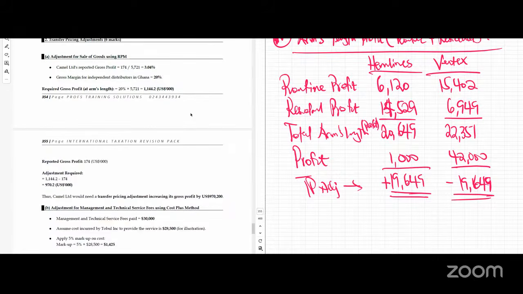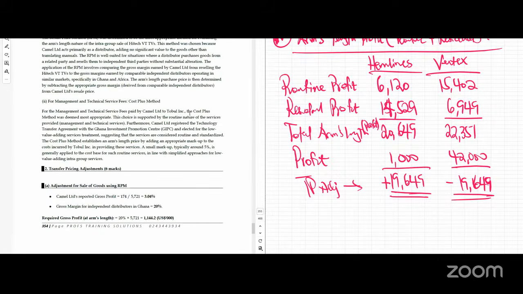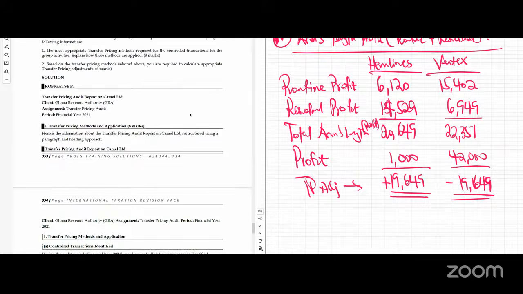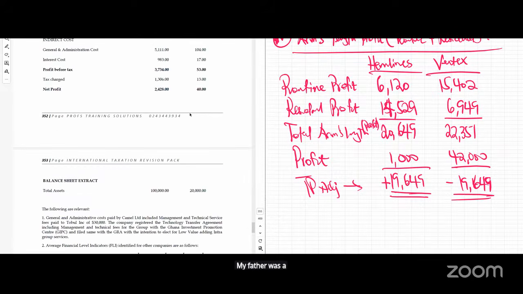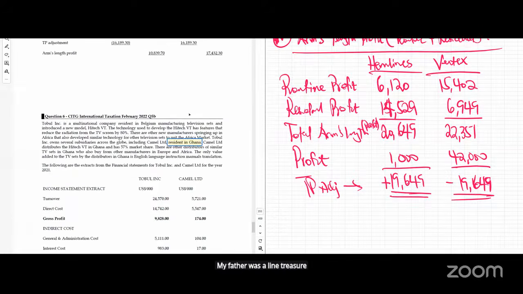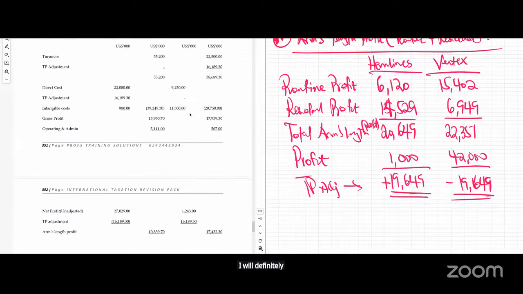It's already been passed down for 18 generations and at least the 19th. It's worth a fortune, that's no exaggeration. My father, while he was alive, treasured it. I will definitely protect these belongings.